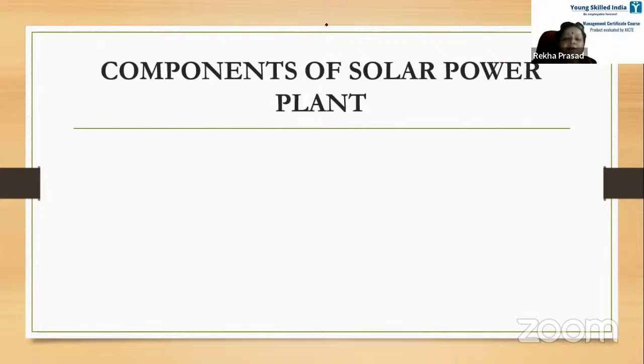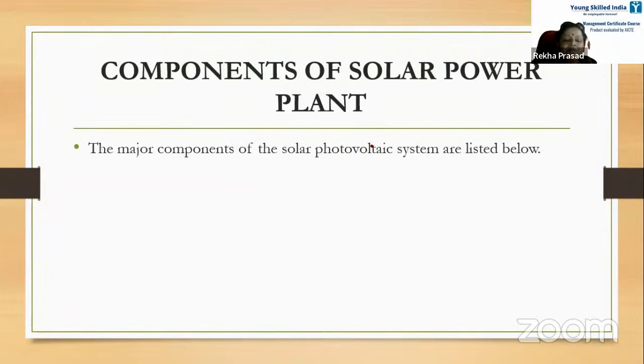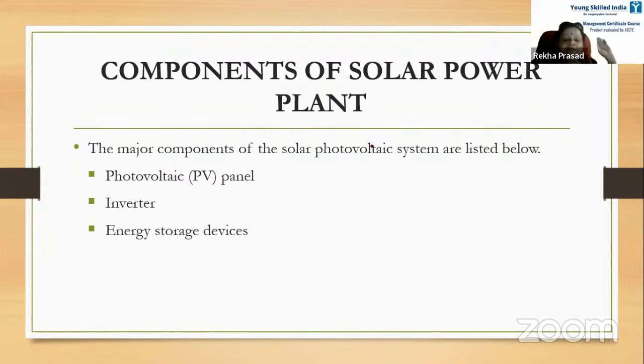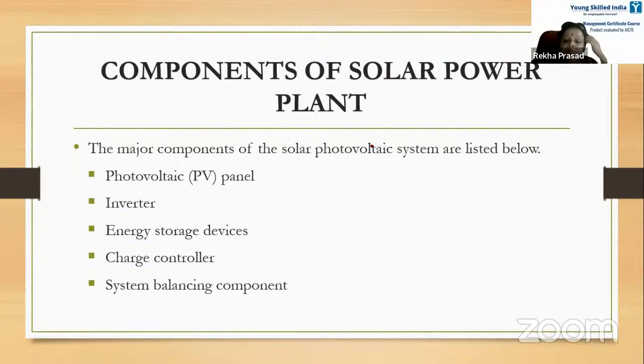So what are the components of a solar power plant? The major components of the solar photovoltaic system are listed below. One is naturally the photovoltaic panel, known as the PV panel. Then you need an inverter. Battery. Then you need energy storage devices. Then you need a charge controller. Then you need system balancing components.